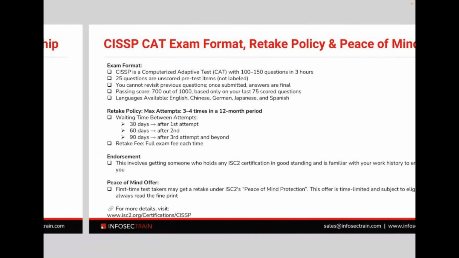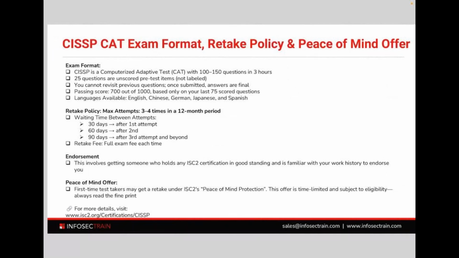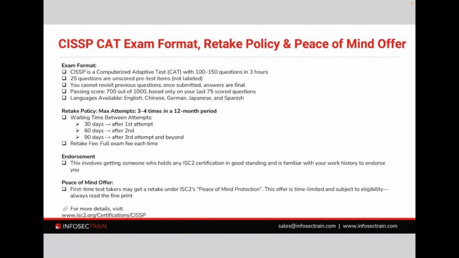Moving on. Sorry, I have a bit of a cold and cough, so just excuse me if it interrupts your flow. I'll try to minimize that, but that's how it is.